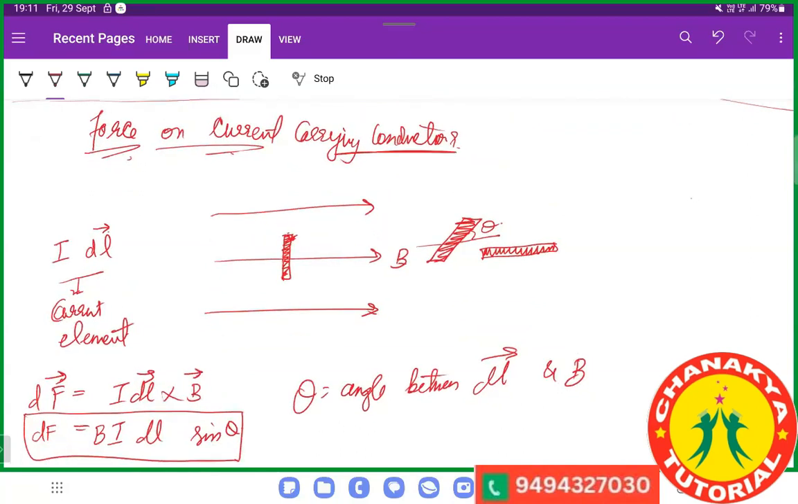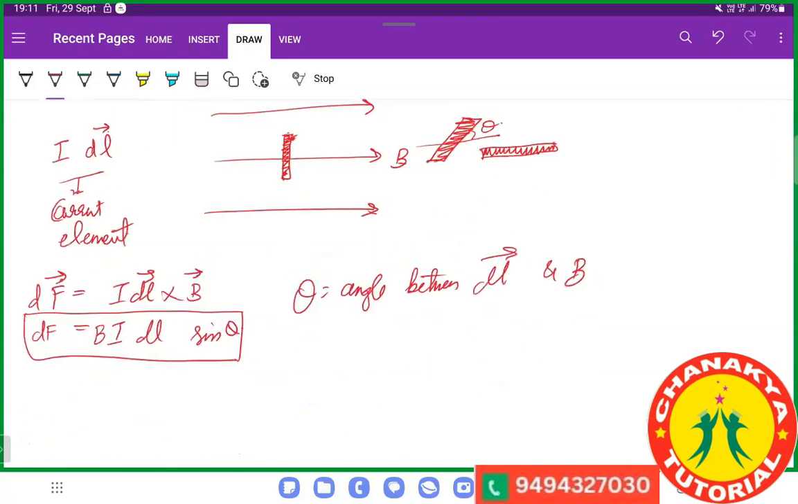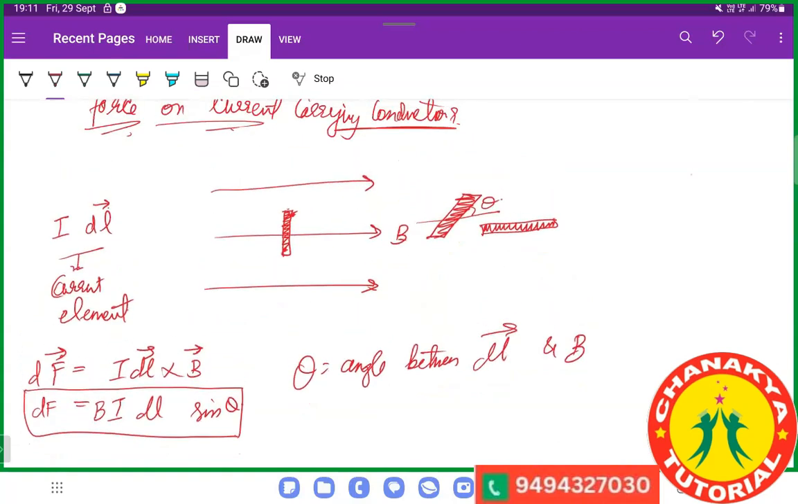So let's go for all this: if it is perpendicular, if it is at an angle, or if it is parallel. All these three we will see. First, make a note of this formula. If you want to remember it, you can remember it like this: F equals B I L sine theta.